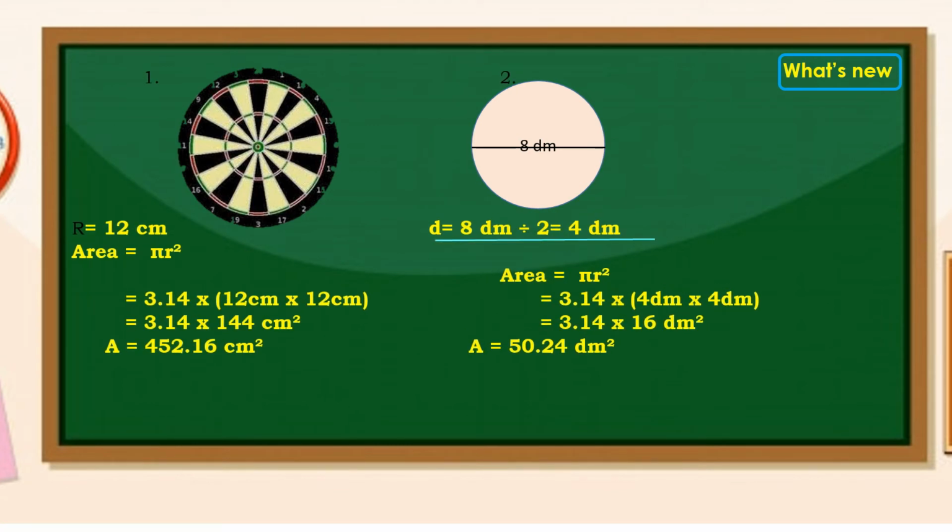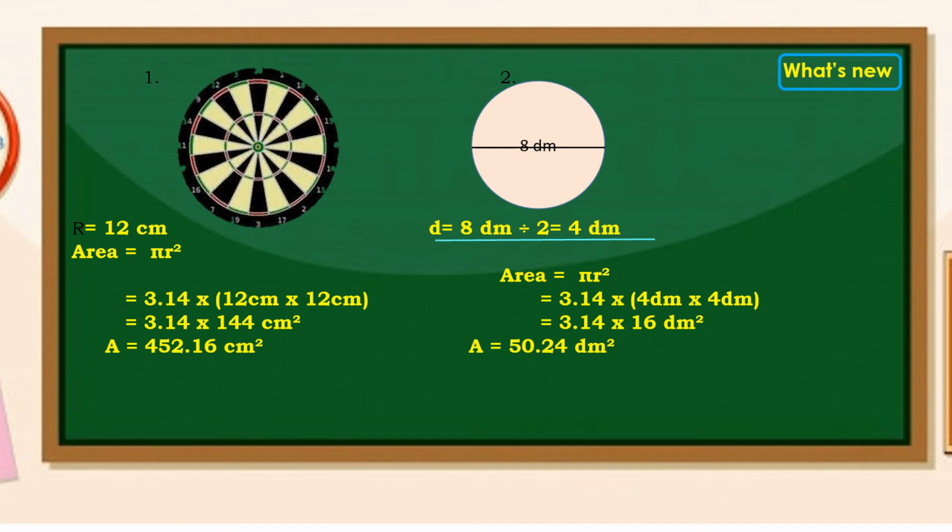Let us take a look on the following examples. We have a dartboard and a circle. The dartboard has a radius of 12 cm. Follow the formula, which is area is equal to pi times radius squared. So pi is equal to 3.14 times radius squared, which is 12 times 12. Following the GEMDAS, which was our lesson in the last quarter, we are going to solve first what was group or with exponent. So we are going to multiply the radius before multiplying to the value of pi. So area is equal to 452.16 centimeter square.